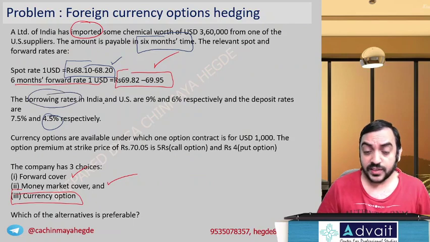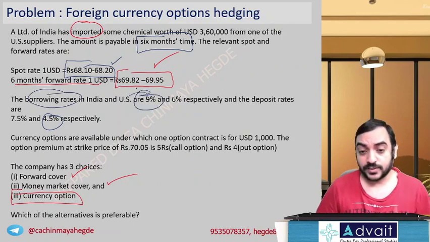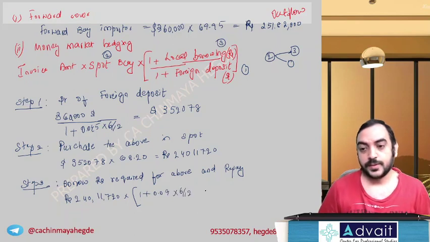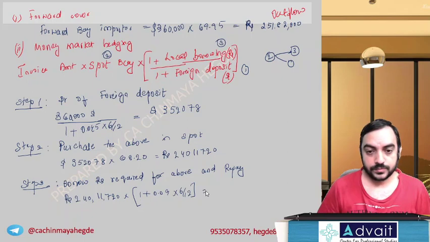The borrowing rate in India is 9%. Don't take the US 9%, respectively, give respect. India is 9%, US is 6%. So borrowing rate in India, 9%. So 1 plus 0.09 into 6 by 12. Two crore 50 lakh 92,247.